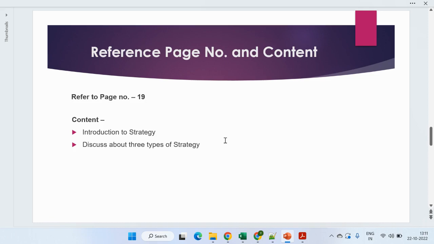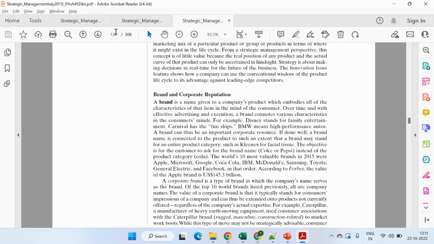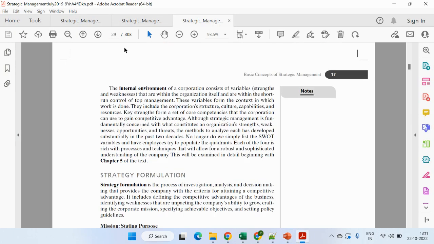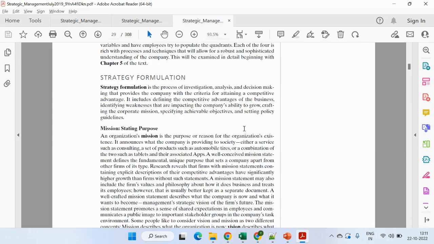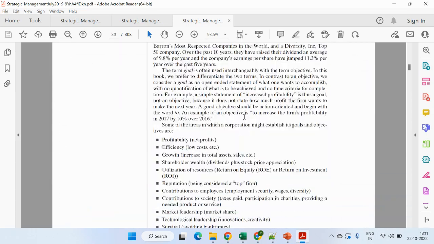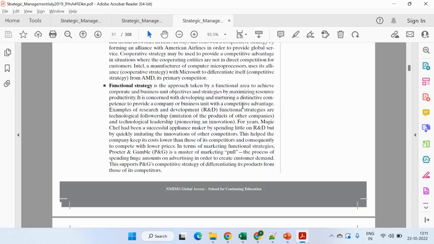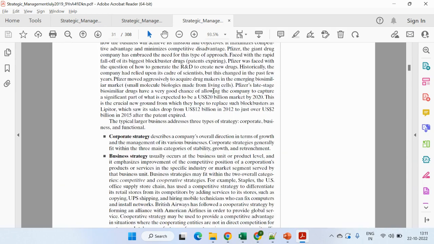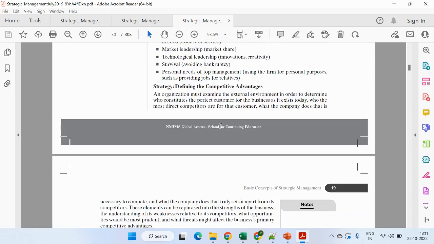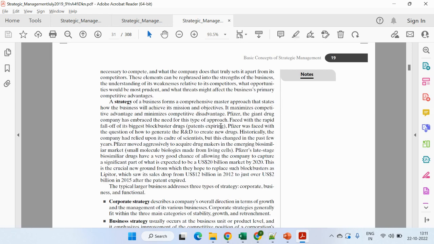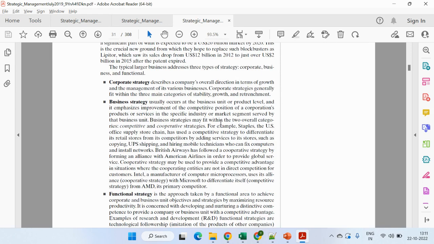So we need to talk about the strategic plan. So going to the page number 19. If we talk about the page number 19, it's mentioned about the strategy. What is the strategic all about, and what are the three strategies, like the corporate strategy, the business strategy, and the functional strategy. And you need to relate all of these with the movie theaters.